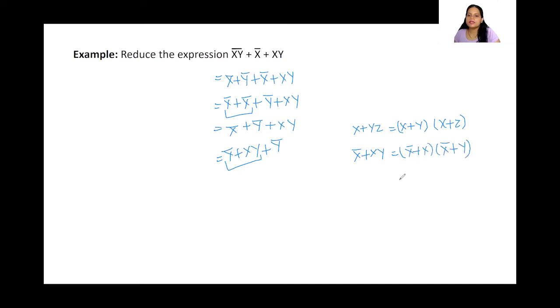Now x bar plus x is nothing but 1. So 1 into x bar plus y is nothing but x bar plus y, right? So this entire expression will come down to x bar plus y bar, isn't it? Now x bar plus y plus y bar is nothing but 1, and any variable when it is ANDed with 1, we will always get 1. So the simplified expression for this particular logical expression is 1.